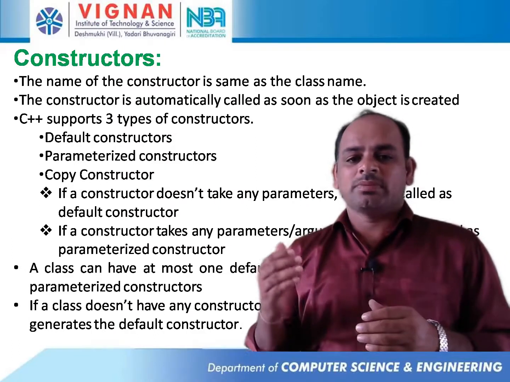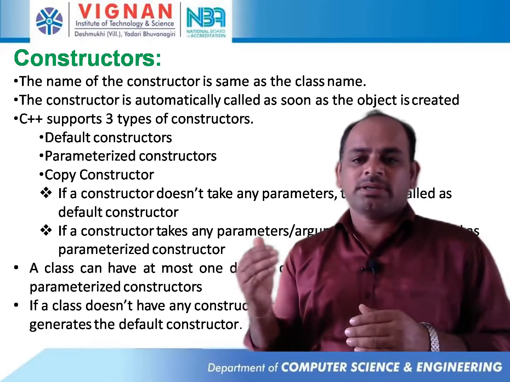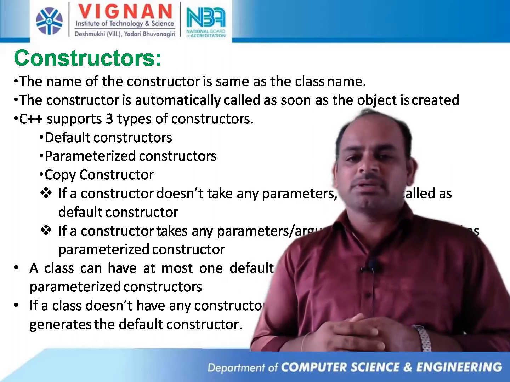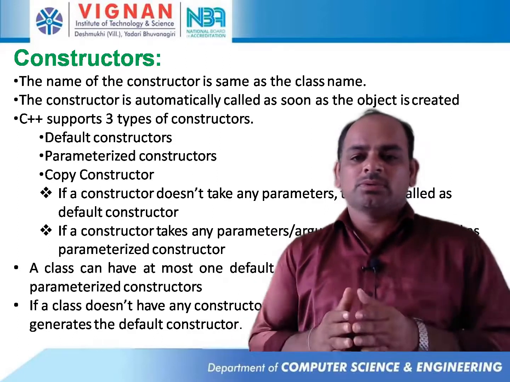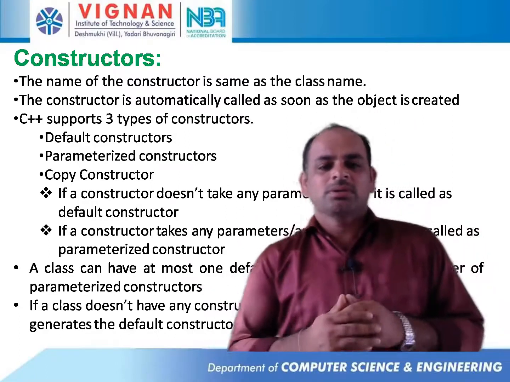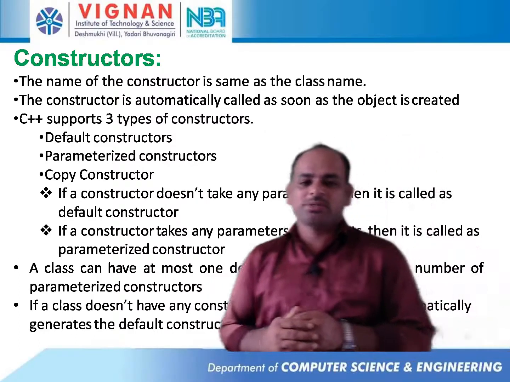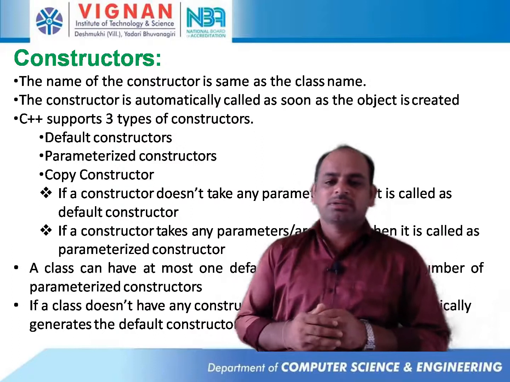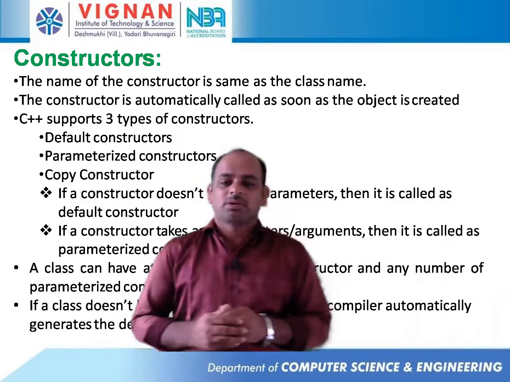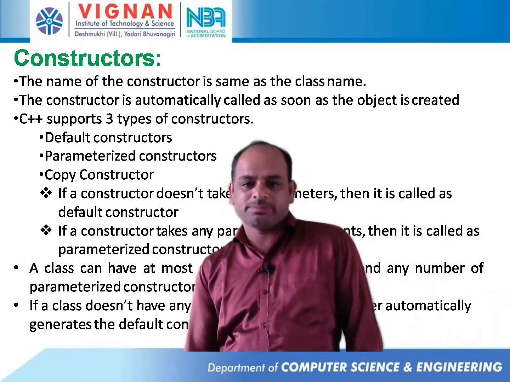When an object of the class is created, then we have to pass the values of those parameters. And a copy constructor we basically use to copy the content from one object to another object. So every class has at most one default constructor, and if a class doesn't have any constructor, the compiler automatically generates a default constructor.